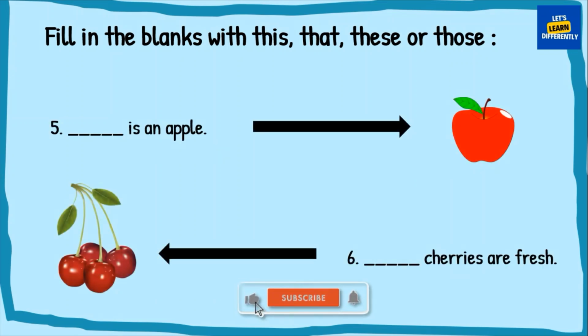In the fifth picture, you can see the apple is far from the speaker. So here we will write, that is an apple. In the sixth picture, you can see the cherries. They are far from the speaker. So here we will write, those cherries are fresh.